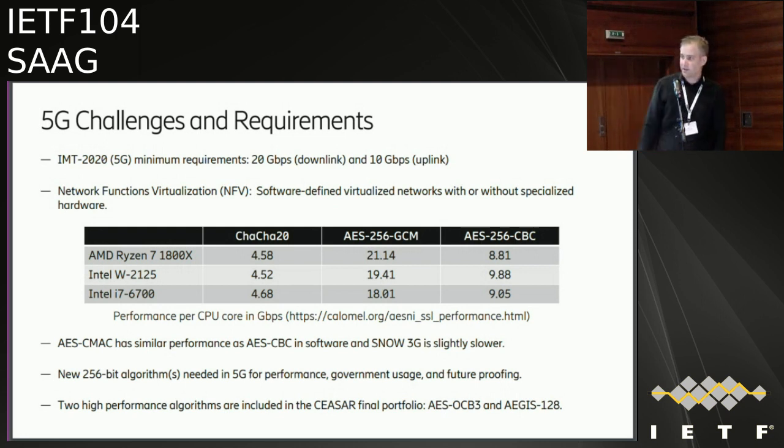As a related activity, the CAESAR AEAD competition recently published its final portfolio, and it has two candidates for high-performance encryption, AES-OCB3 and AEGIS-128. The second algorithm here is only specified for 128-bit keys, at least that's the only one included in the final portfolio. It will probably not be the choice for 3GPP. So what are the other options?